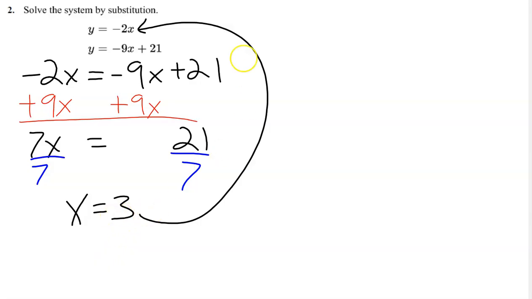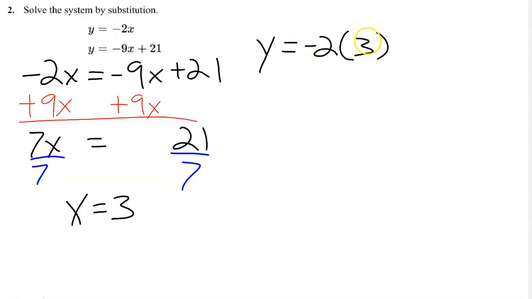Now I'm going to replace this x up here. Negative 2 times 3. Alright, and once I replace that x here, that's going to leave me with y is equal to negative 2 times 3. Alright, so I got negative 2 times positive 3. Negative times a positive is a negative. And 2 times 3 is 6. y is equal to negative 6.